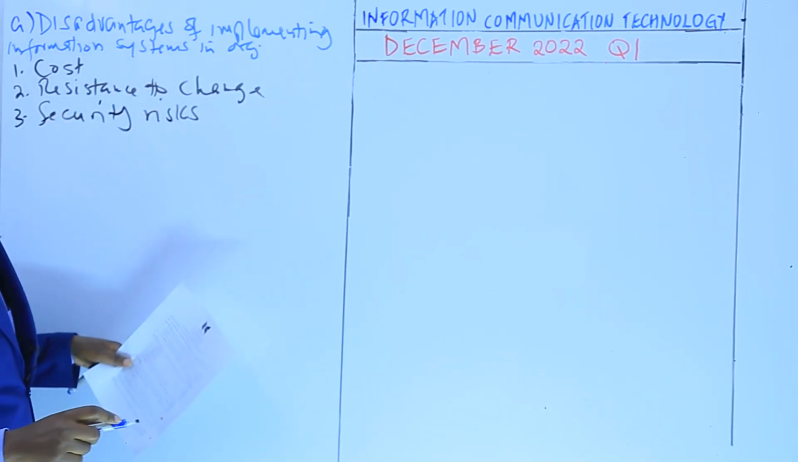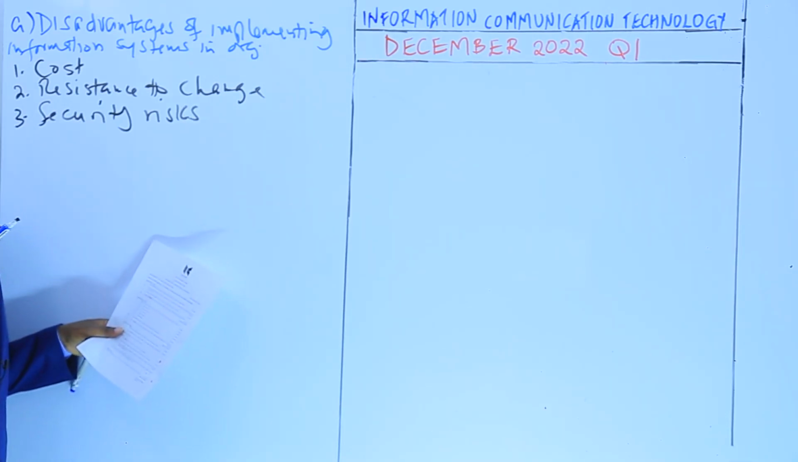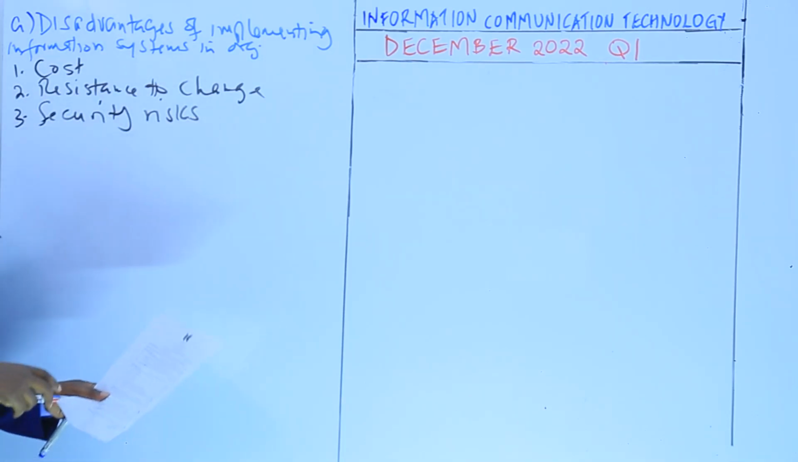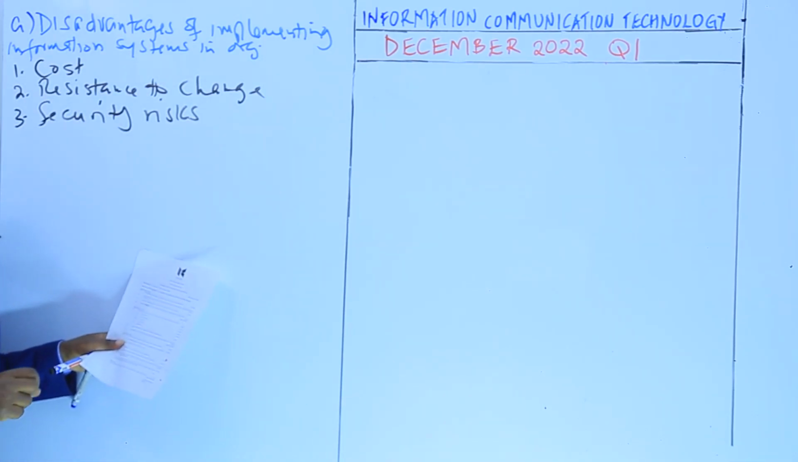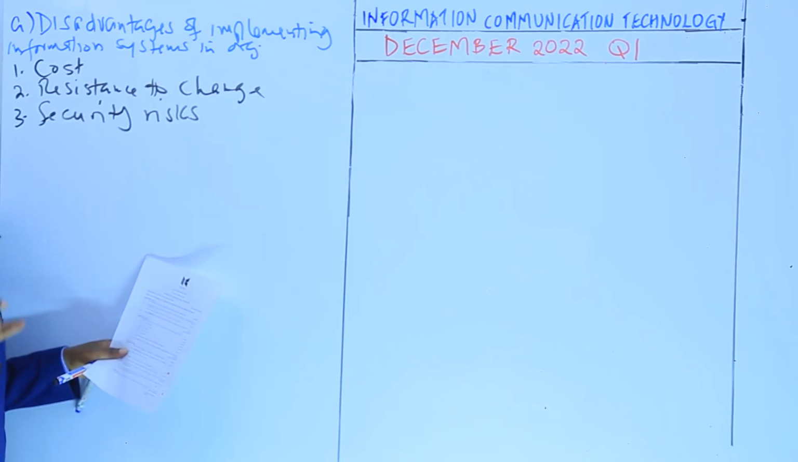Security risks. Information systems store and process sensitive data, making them vulnerable to security breaches such as hacking, data theft, and unauthorized access. And organizations need to invest in robust security measures as well as protocols to protect their systems and data from potential threats.